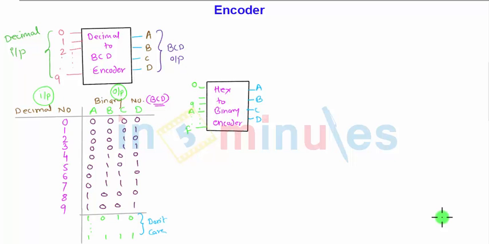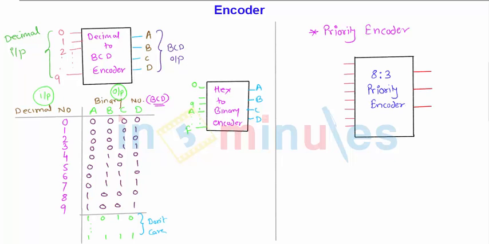A special kind of encoder is available, called a priority encoder, in which the inputs are bifurcated in terms of priority, that is, which input to give priority and which input to give lower priority. On the basis of that we have the priority encoder. So let us see one priority encoder here. What we have here is an 8:3 priority encoder, which means 8 is the number of inputs and 3 is the number of outputs.